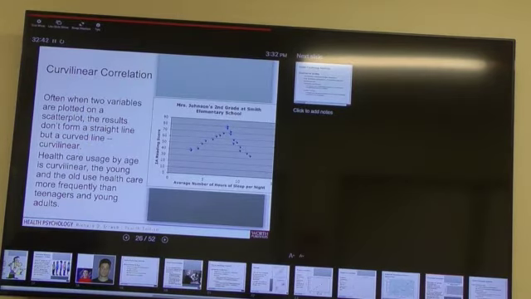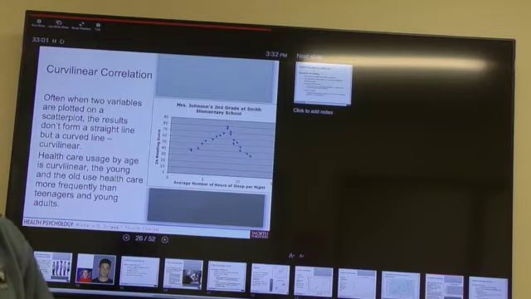Often when two variables are plotted on a scatter plot, the results don't form a straight line, but a curved line, and this is known as curvilinear. Healthcare usage by age is curvilinear. The young and the old use healthcare more frequently than teenagers and young adults, and that's just the way it is.